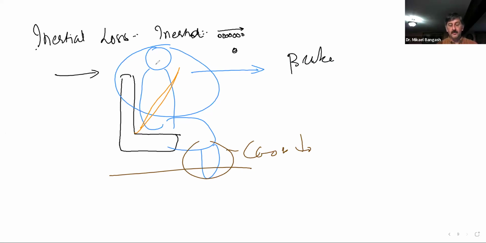Or still is going to be in a state of inertia. And the remaining part is still moving. And that's why you go like this. Did that make sense?